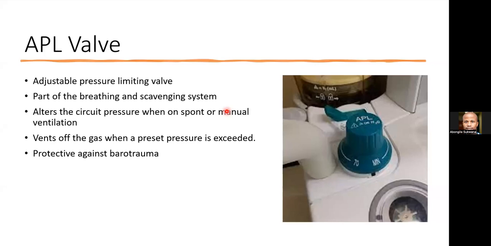So as you go up, if you increase it to 30, it will vent off gas at 30 centimeters of water, until you get to 70. And then the maximum we know is 70. That's your APL valve. So it's incorporated into the breathing system and also the scavenging system.